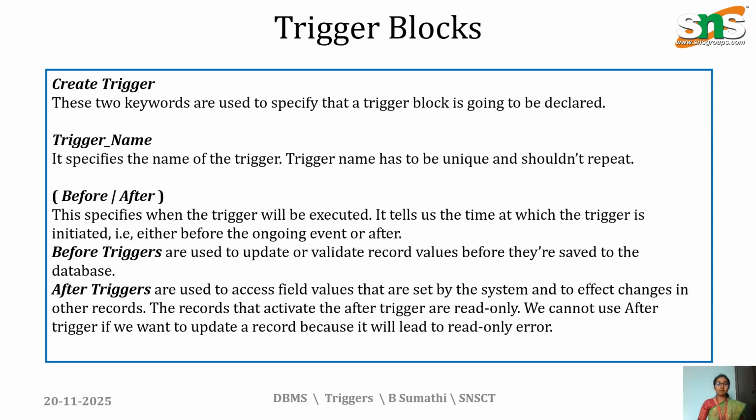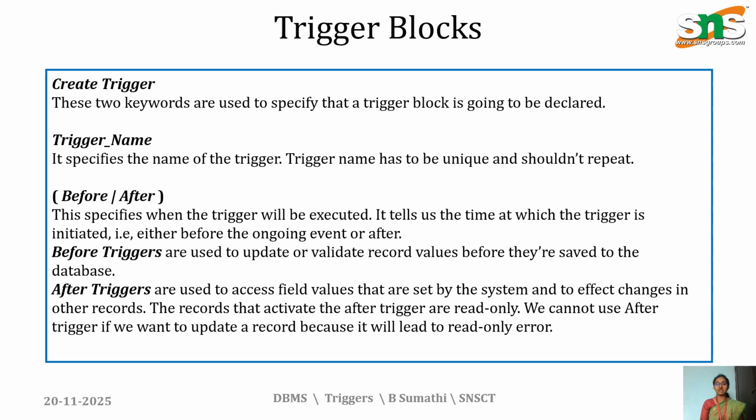Next, these are the blocks of the trigger. First is CREATE TRIGGER. These two keywords are used to specify that a trigger block is going to be declared. Next is your trigger name. It specifies the name of the trigger. The trigger name has to be unique and should not be repeated. Next are BEFORE and AFTER. This specifies when the trigger will be executed. It tells us the time at which the trigger is initiated, either before the ongoing event or after.